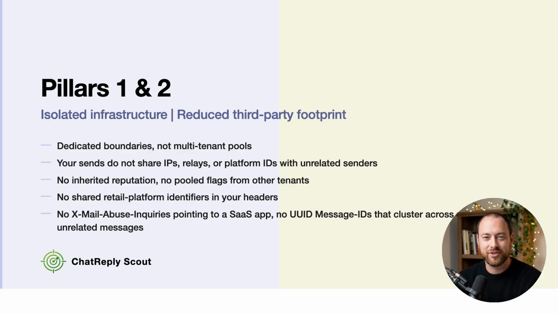1, isolated infrastructure, dedicated boundaries, not multi-tenant pools. Your sends do not share IPs, relays, or platform IDs with unrelated senders. 2, reduced third-party footprint, no shared retail platform identifiers and headers. No X-Mail-Abuse-Inquiries pointing to a SaaS app. No UUID message IDs that cluster across millions of unrelated messages. 3, cleaner header posture. Metadata that looks like direct business communication, not software routed bulk. The same posture a manual cold email from your CEO would have.